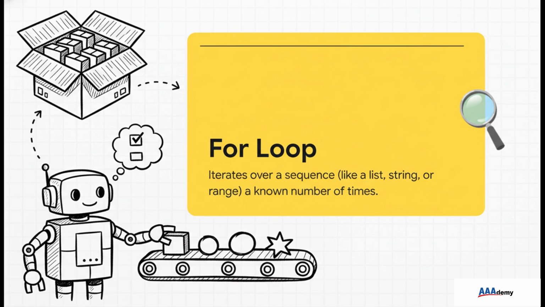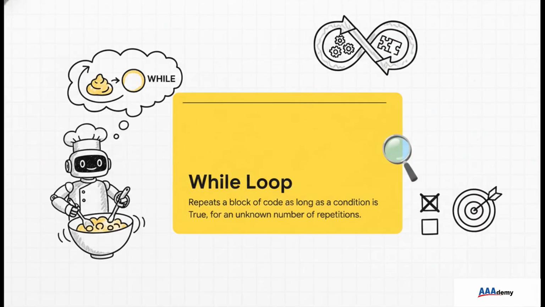This one is perfect for when you have a specific, known number of items to process. It's like handing our robot a checklist and saying, go through every single item on this list and do this one thing. Or imagine a conveyor belt with a box of parts. The robot just takes each one, does its job, and stops when the belt is empty. Then we have the while loop, which is a bit different.